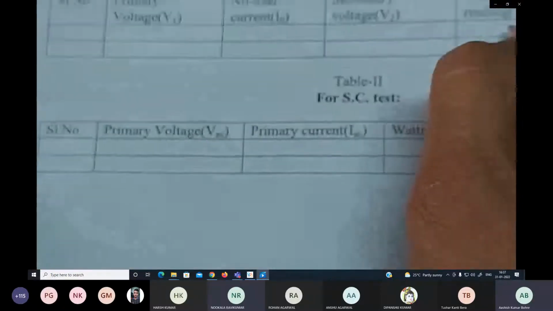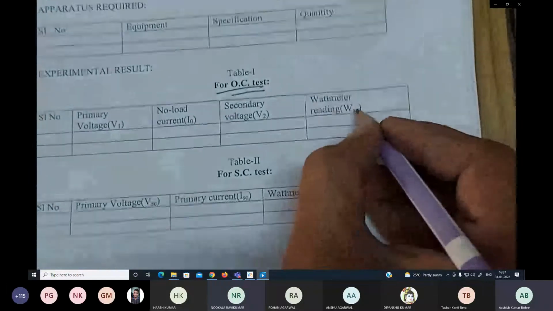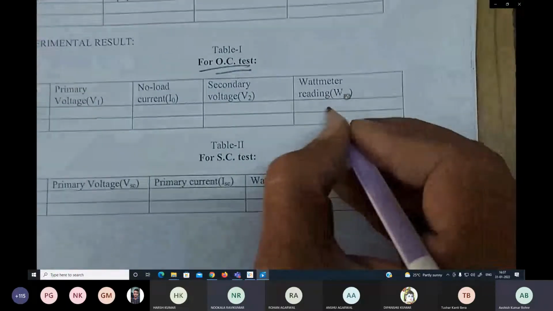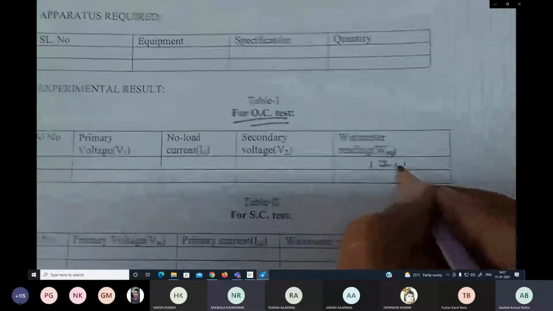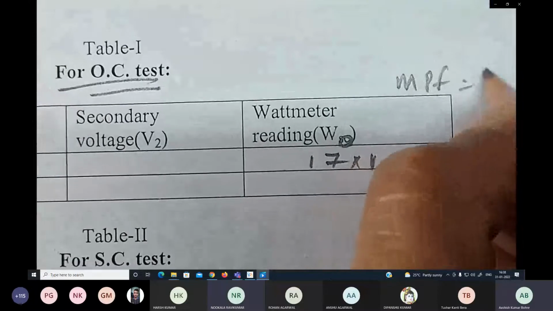Now I will note down all the readings: voltage, and the wattmeter reading for the open circuit, W0. This is 17 multiplied by 1. This is the multiplying factor, as we have already told you. Here the multiplying factor is equal to 1.